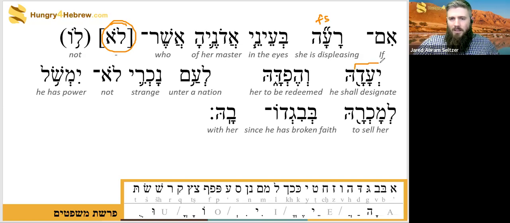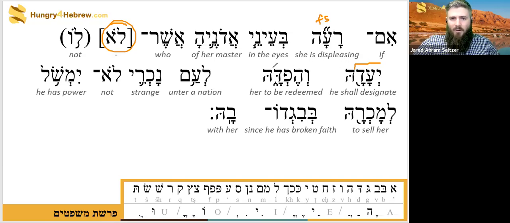So the root here is, hang on a second. Trying to remember. It's ya'ad. Something is meant for something is ya'ad. Okay, so he shall not designate her.